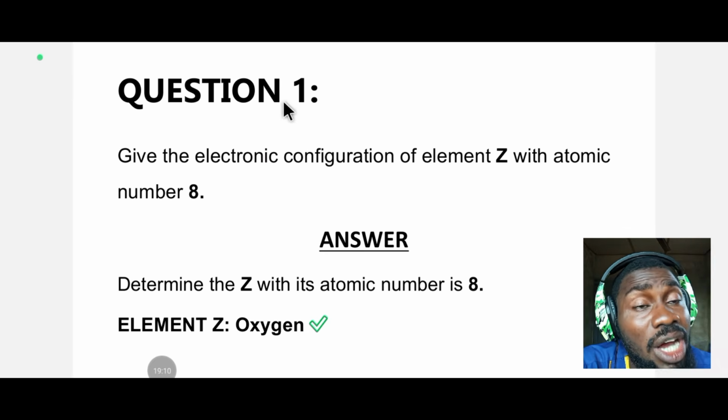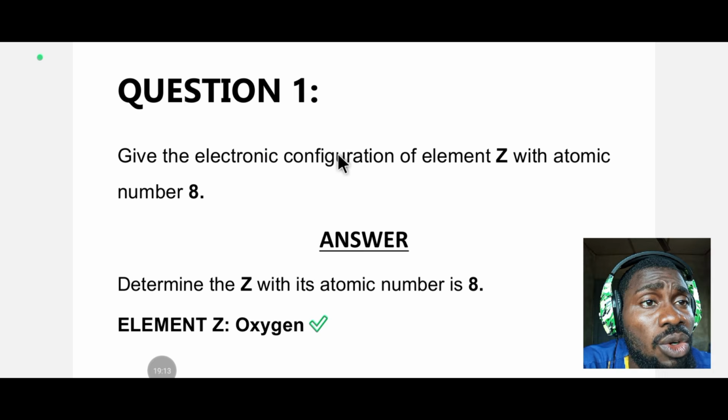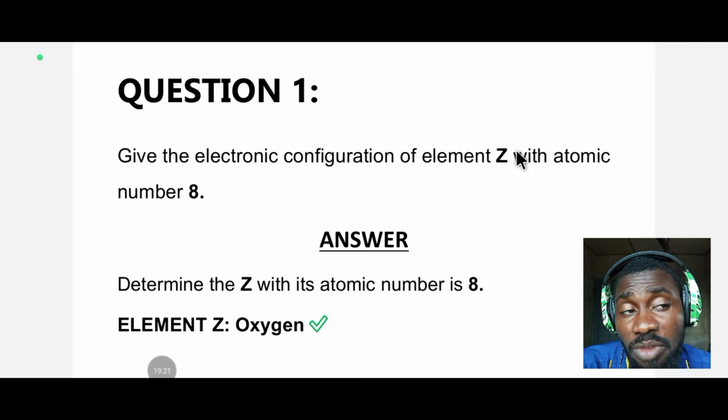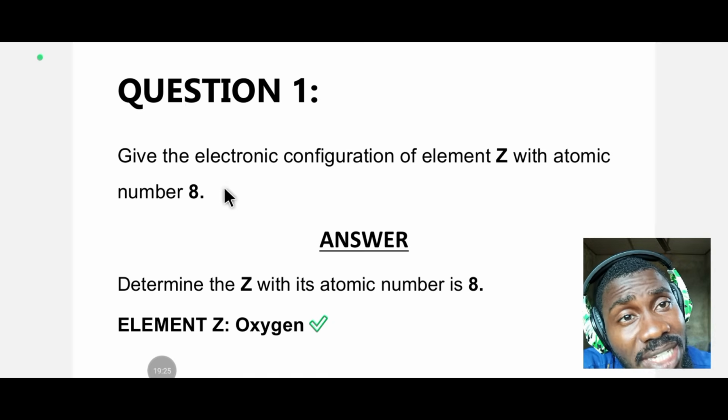Going back to the JAMB repeated question 1, it said, give the electronic configuration of element Z with atomic number 8. Element Z, we don't know the name of the element. It was named element Z here, but the atomic number is 8.